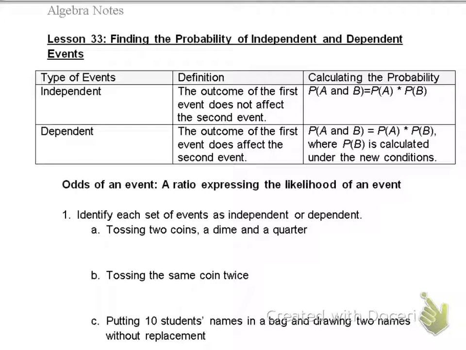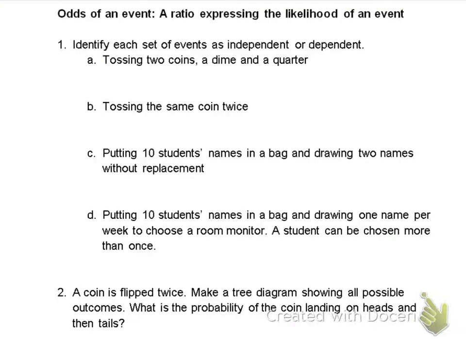For two events that are dependent, which means the outcome of the second one depends on what happens with the first event, you multiply the probability of the first event times the probability of the second event calculated under the new conditions according to what happened in the first event. So let's look at a couple examples here and identify whether they're independent or dependent.